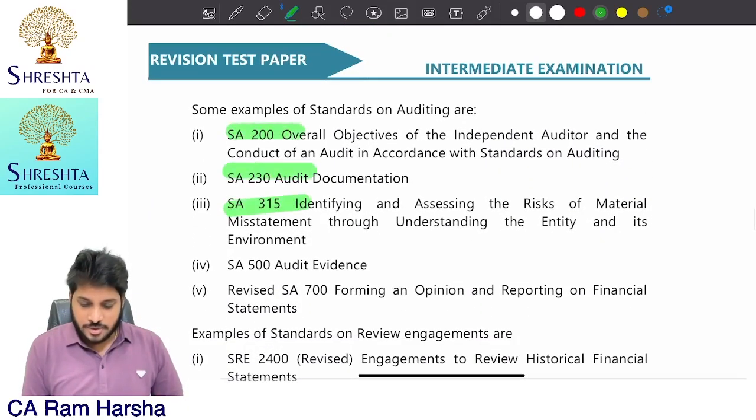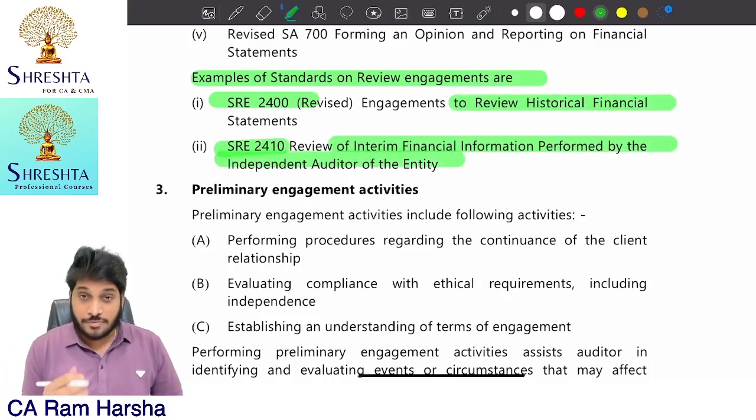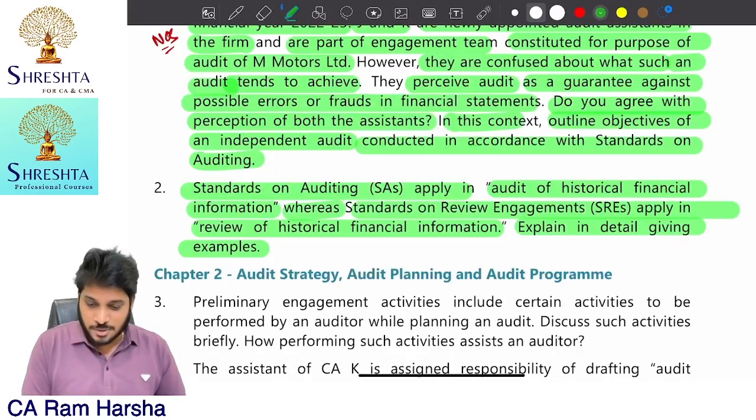For example, these are all various standards issued. Standards on review, we have two standards, 2400 and 2410. That's it. Engagements to review historical financial information, and engagement to review of interim financial information performed by the independent auditor of the entity. These two standards we have in CA Final, especially. Next.